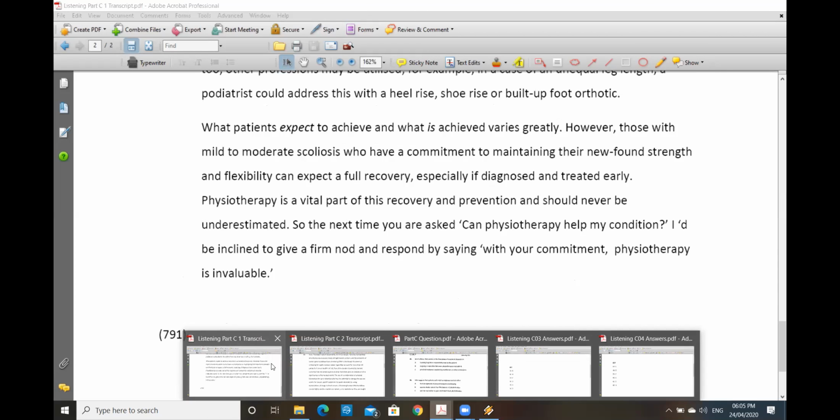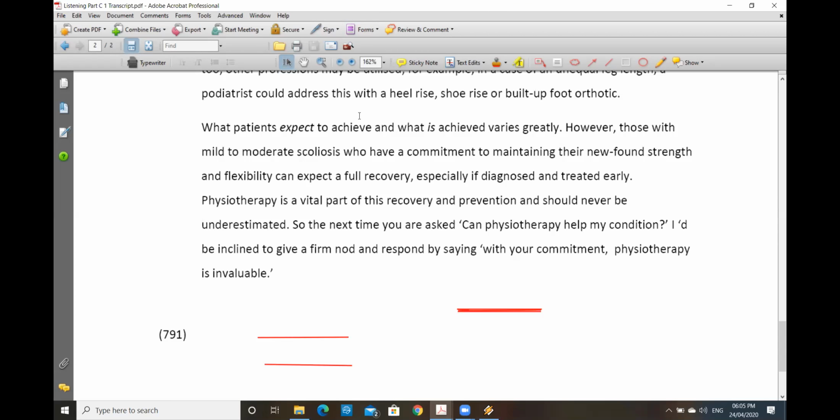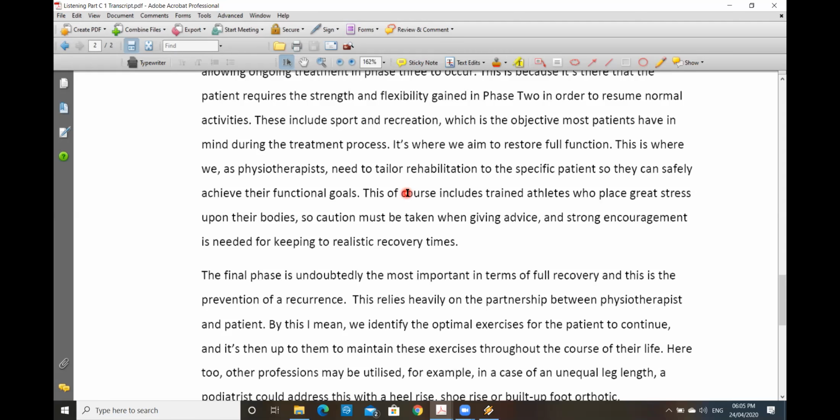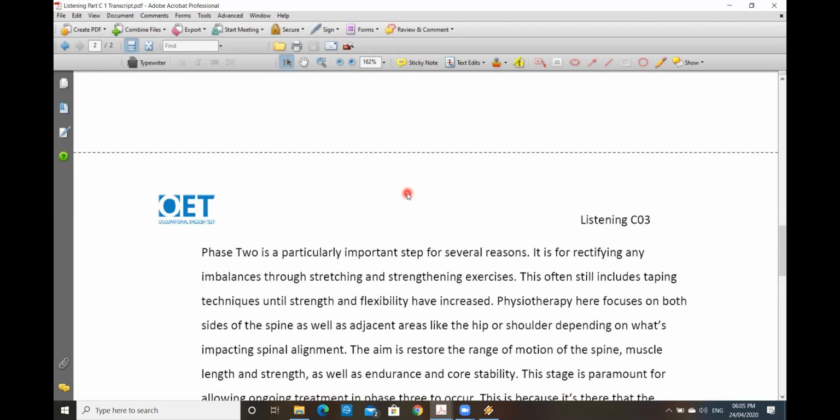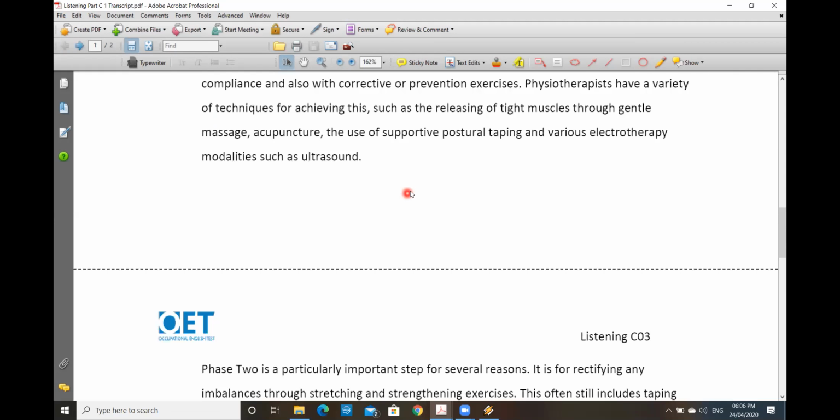Just one point he made was that if they have a commitment, they can have it, but whether they actually lack commitment is not given. We were trying to find out how people look at physiotherapy. So here you can see the element of doubt that people have about physiotherapy. Okay, so this is how you deal with listening part C questions.